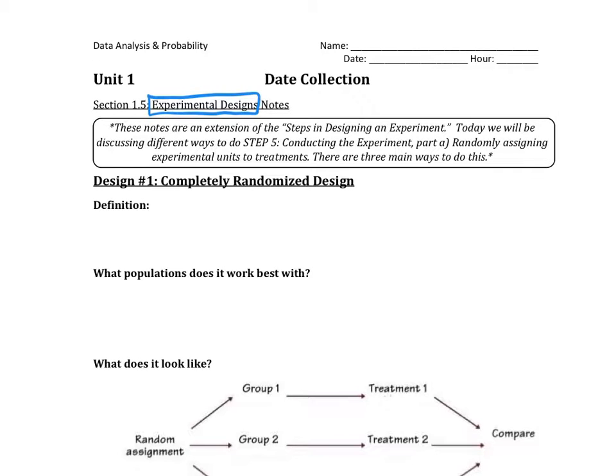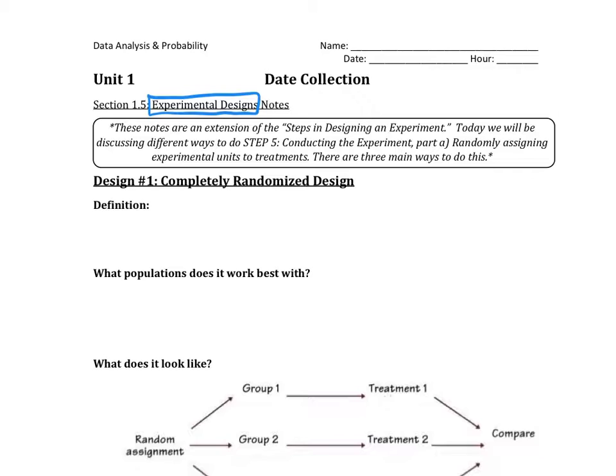All right, so again, we're just going to be focusing on just experiments today. We're not doing any survey or sampling. We're just designing experiments. So we're going to do one method at a time, and then I'm going to give you some time to practice with that. So we'll teach a method, you'll practice a method, teach a method, practice a method, teach a method, practice a method, because there's 3 different ways to design experiments. That's what we're going to be doing today and tomorrow.